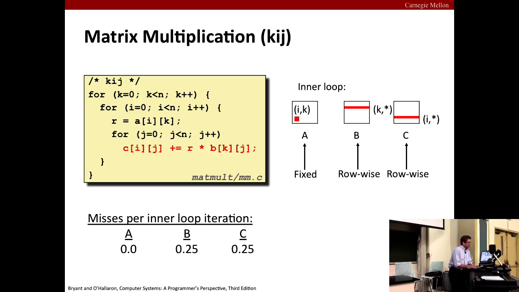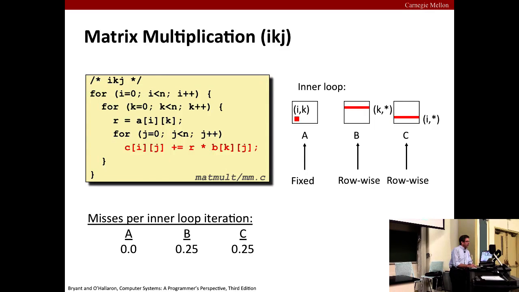KIJ is a little different. Here, we're doing row-wise access of B and row-wise access of C. So that's good, right? Now we've got stride 1 accesses on both B and C, and the reference to A is outside of the loop, so we don't care about it. Both B and C will miss 1/4 of the time, so the total average number of misses per loop iteration will be 0.5. That's pretty good. And IKJ has similar behavior.